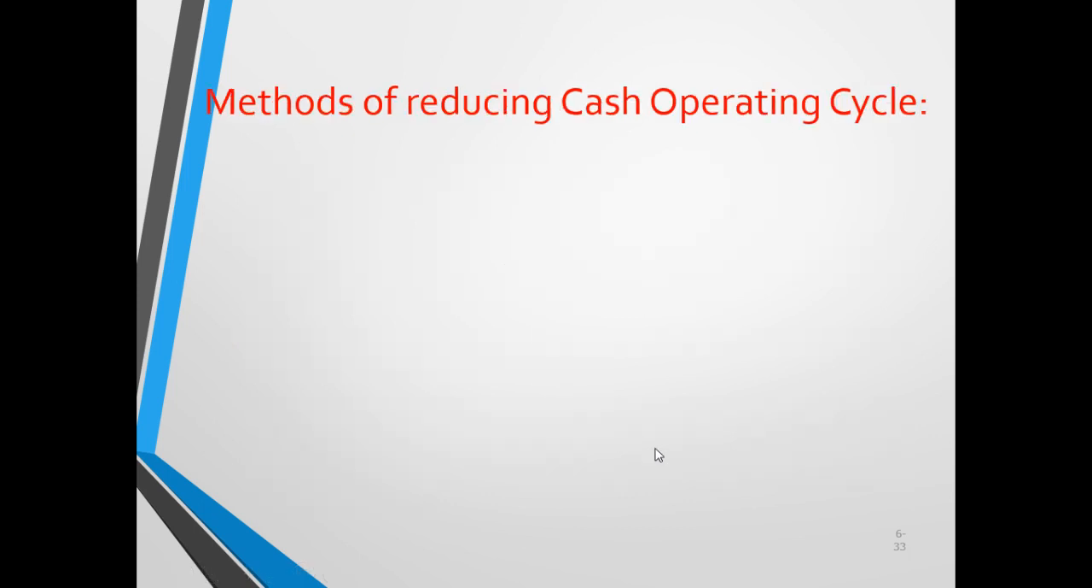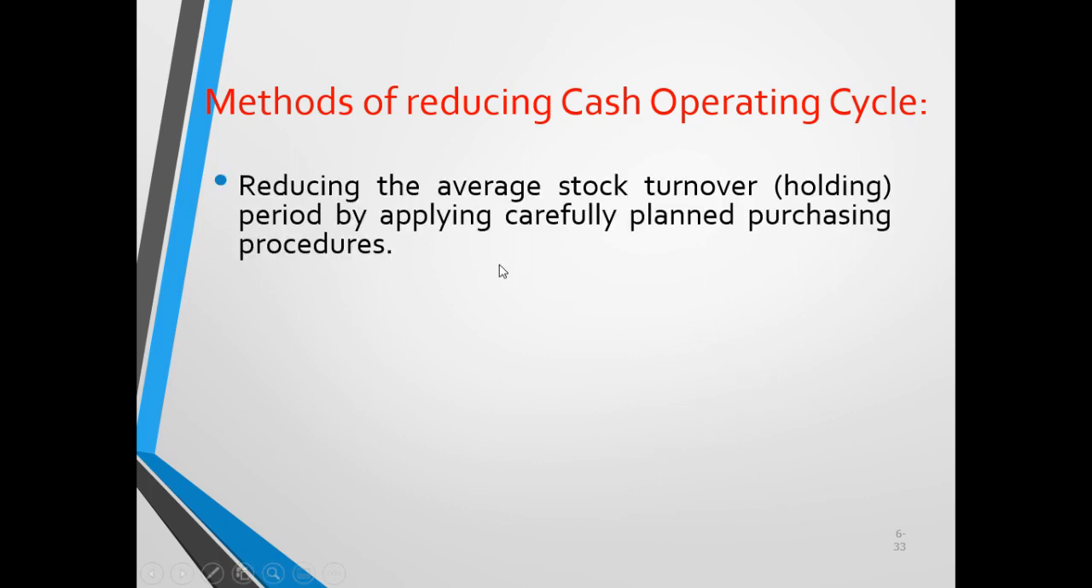Alright, so let's move on to the last slides, methods of reducing cash operating cycles. Alright, as I mentioned, the longer the cash operating cycle, it shows you're not managing your working capital efficiently. So how to reduce it? Reducing the average stock turnover holding period by applying carefully planned purchasing procedures. Okay, so you don't want to hold the stock for a long period. You just order as and when it's required, as and when needed.